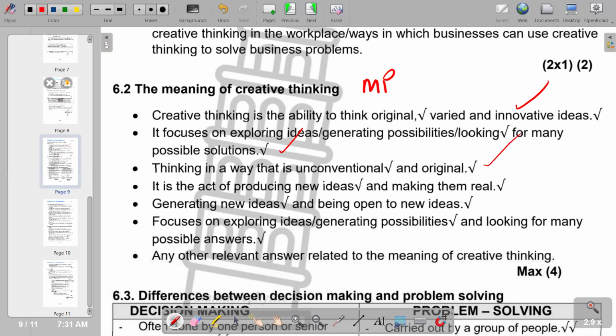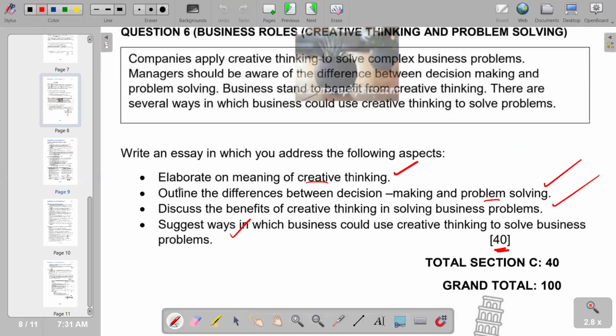Then we'll go on to the second part, whereby it reads, outline the difference between decision making and problem solving. You're going to see that decision making basically is the process of making a judgment, or a process of making a conclusion or a resolution. That is the act of making up one's mind. So when you are making up your mind, you are making a decision. It involves firmness of purpose or character. So that is decision making.